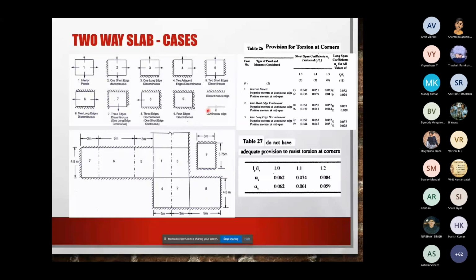Basically, what is the meaning of this continuous and discontinuous? Any idea? What is generally when you have a continuous beam? What actually does that word continuous support tell you? What is the meaning of a continuous support?